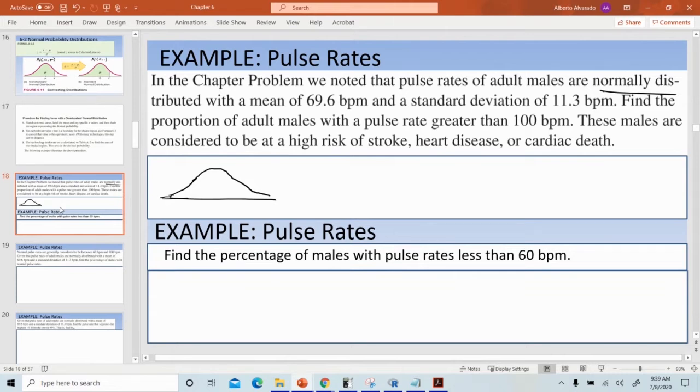Okay, so it says the mean is 69.6. I can put that here. And for now, since we just started, we'll just write mean of 69.6 somewhere and standard deviation of 11.3. And we're interested in that the pulse rate is greater than 100. So we're gonna put 100 somewhere out here, and we're interested in the area beyond that, right? Because it says greater than.